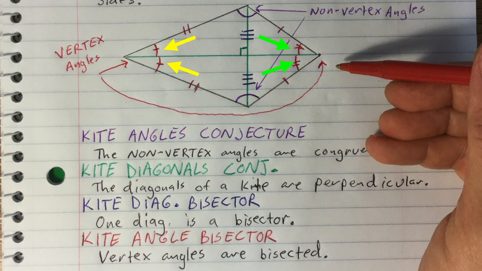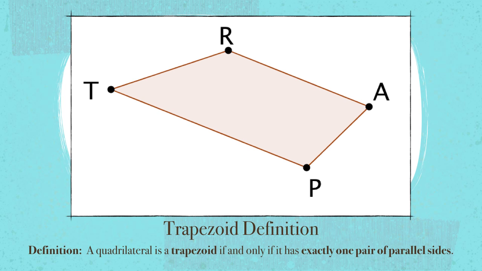Next figure is a trapezoid. And again, a review. A quadrilateral is a trapezoid when it has exactly one pair of parallel sides. So again, I don't have this drawn in my notebook, but you should draw this trapezoid in your notebook. So we have the one pair of parallels, and the sides that are parallel are called the bases. So we have base 1 and base 2.